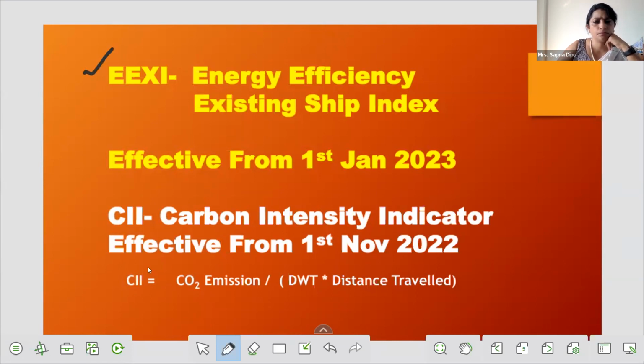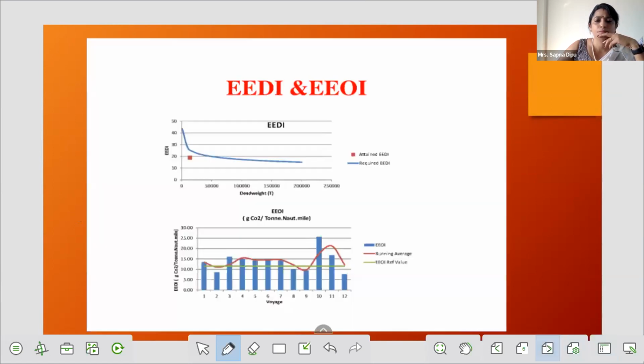And then CII is what you call the Carbon Intensity Indicator. So this is an operational measure. Again, this is also what is the total CO2 emission, and then what is the capacity, that is deadweight, and travel distance. So these two are very, very important right now. And now we will see how it is done.